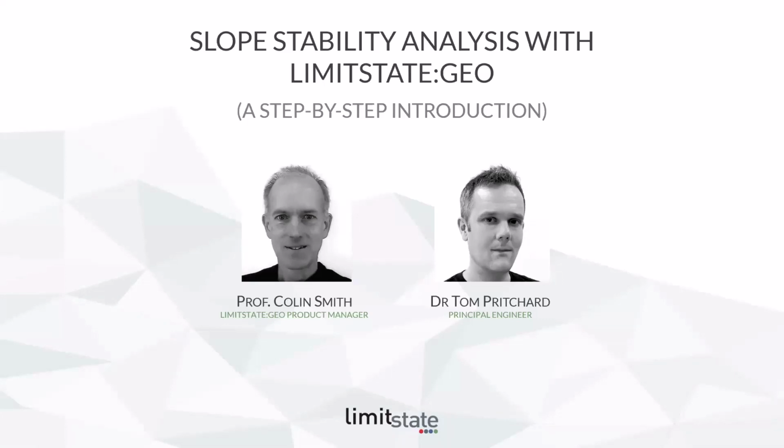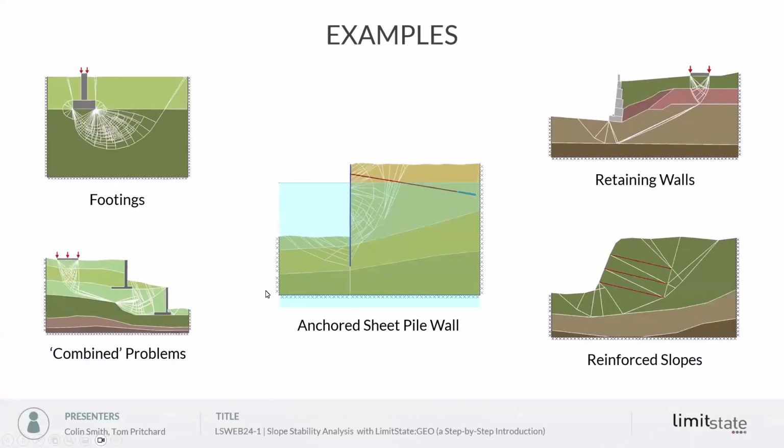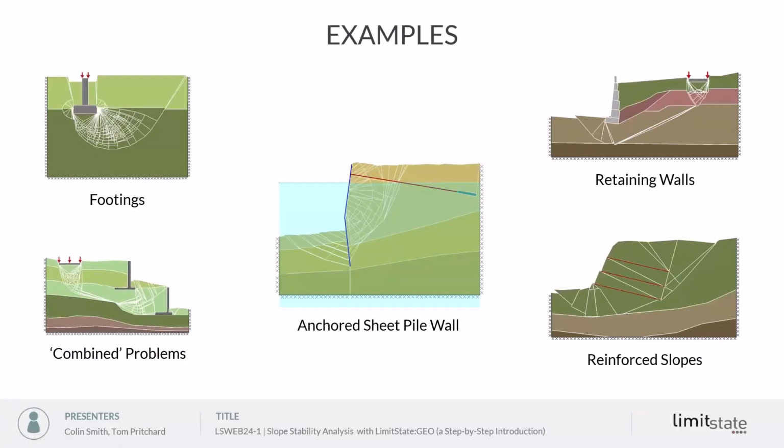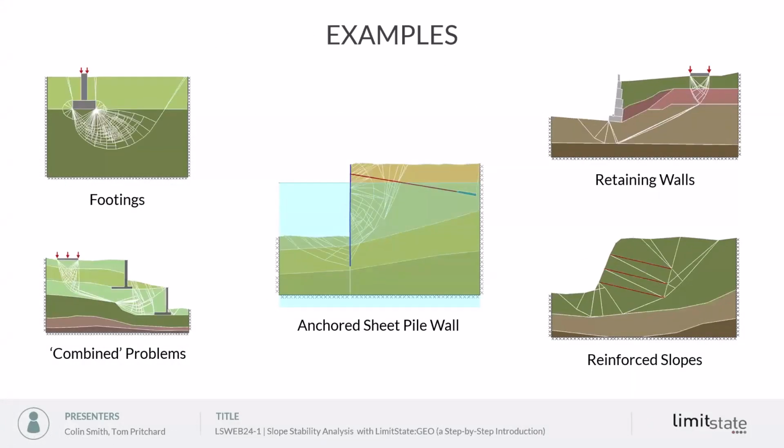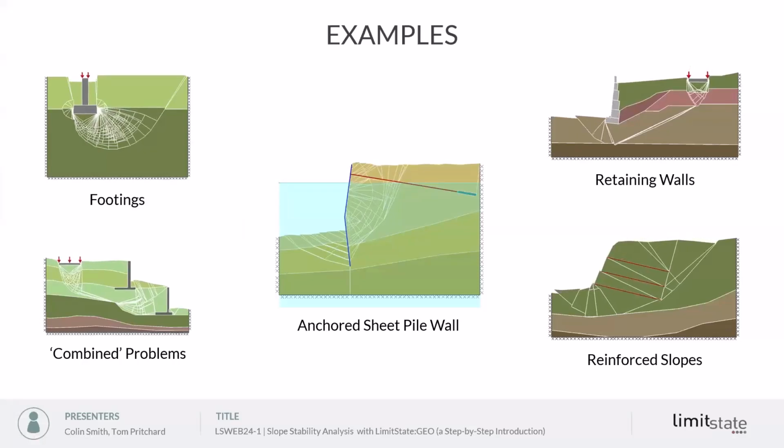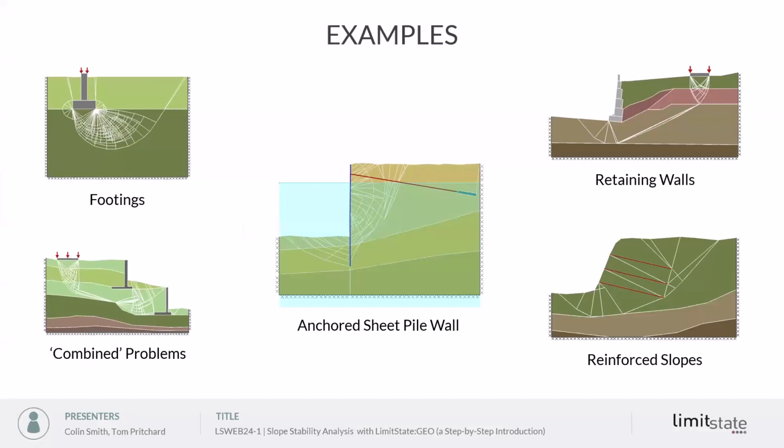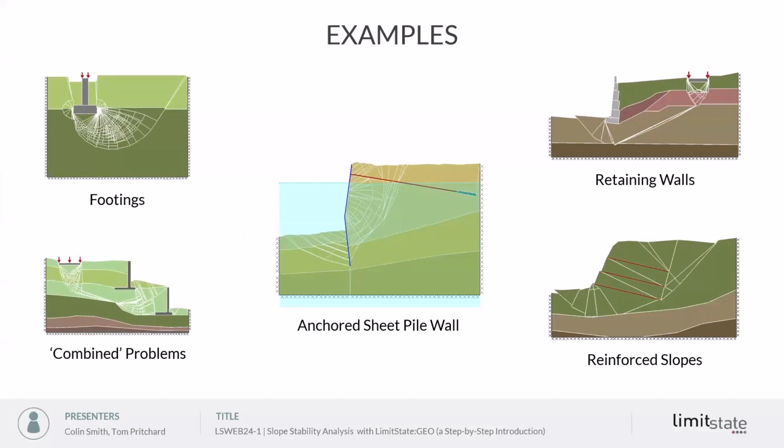Well, thank you, Tom, for that introduction. So by way of introduction to the software, if you're not familiar with that, LimitState GEO is a fully general ultimate limit state analysis program designed to identify the critical collapse mechanism for any problem type in the form of a slipline mechanism, as you can hopefully see in these examples.